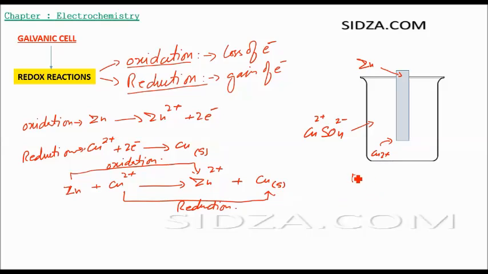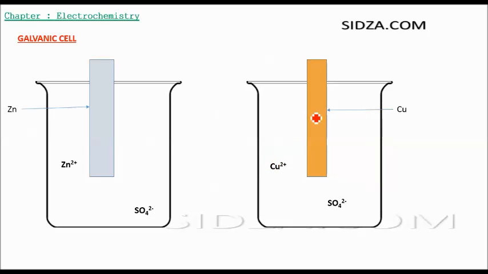This is an example of a direct redox reaction. But now I want to see what will happen if I separate the two. If one substance gets oxidized in one vessel and another gets reduced in another vessel, so that there is transfer of electrons from one substance to another, then due to the flow of electrons you get the current, you get electricity. Now let's take an example of two separate vessels.